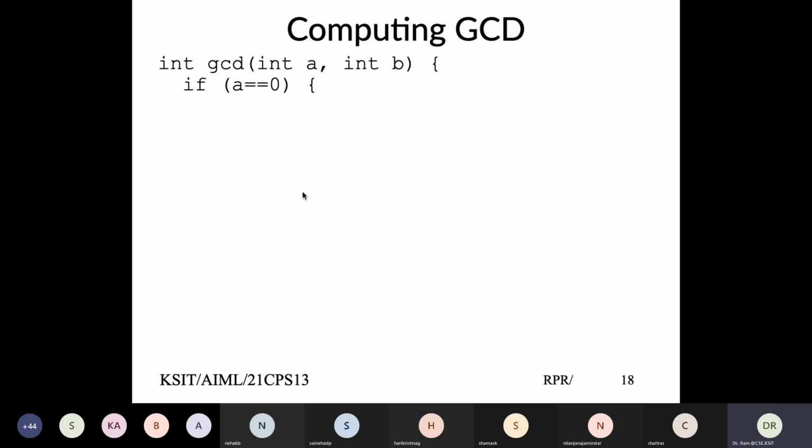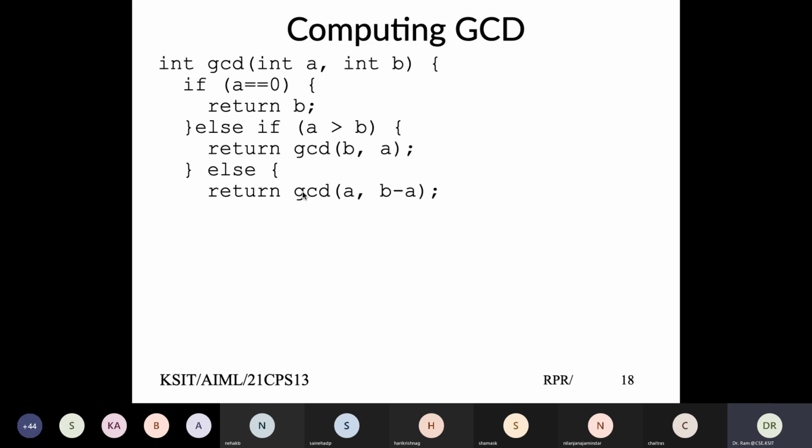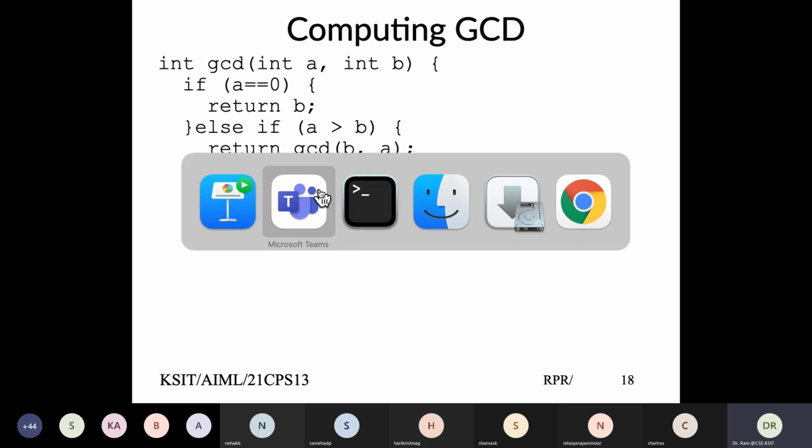So the algorithm is: if A is equal to 0, return B; else if A is greater than B, invoke GCD B comma A; else invoke GCD A comma B minus A. And that would give you the GCD of two numbers. I recommend you work out the exercise and run the program yourself. Programs are uploaded, so play with them.